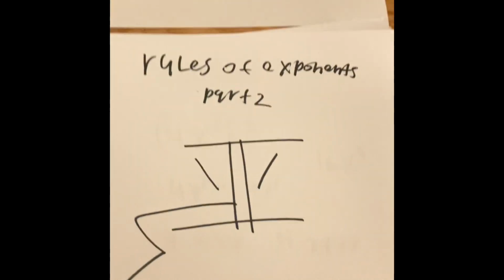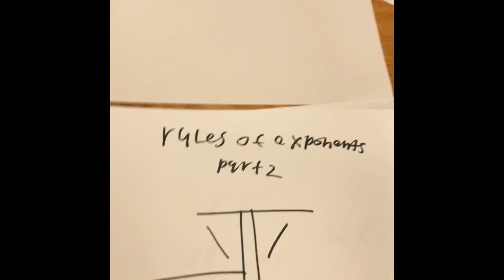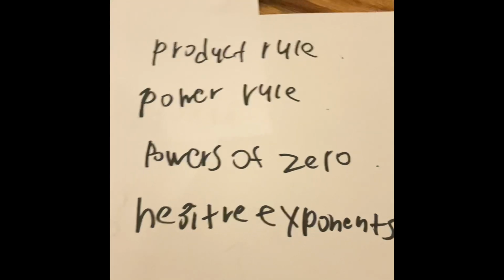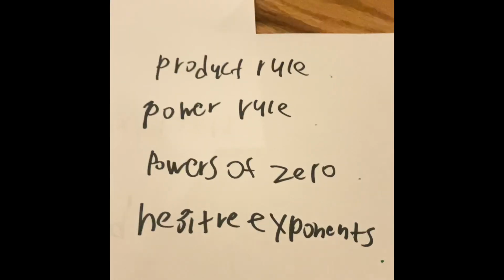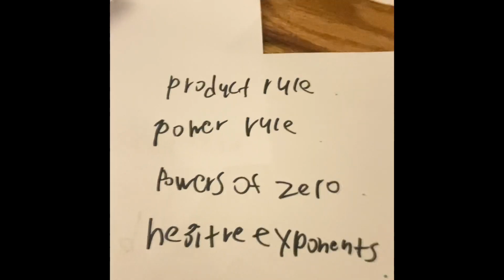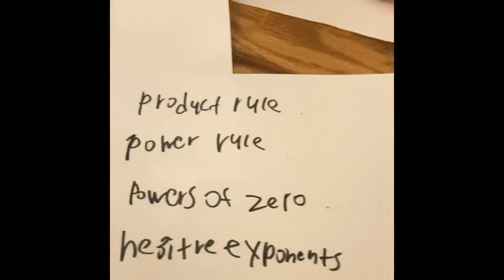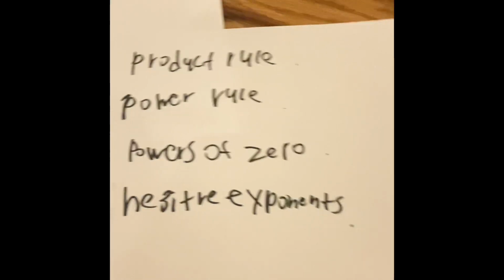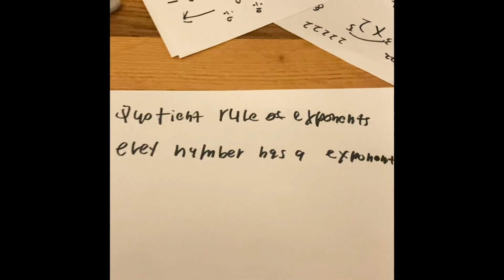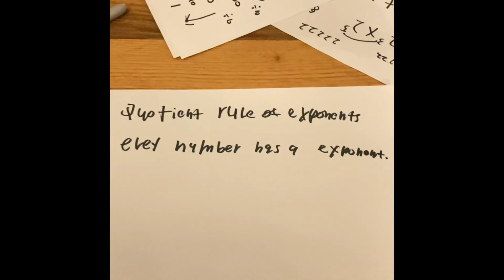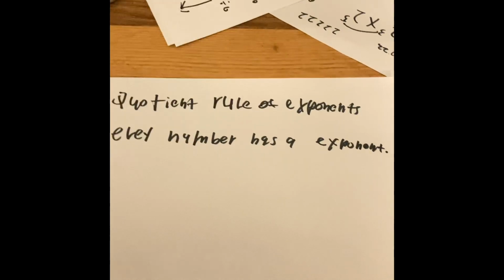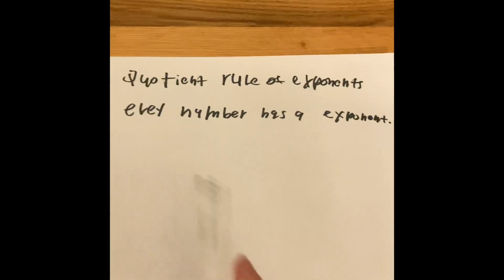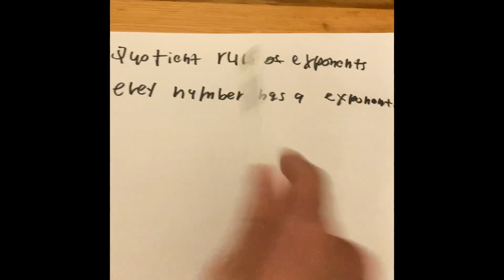In the previous video, we looked at more rules about exponents: the product rule, power rule, the powers of zero, and negative exponents. But there are 2 more rules that we're going to look at. One is the quotient rule of exponents, and two is that every number has an exponent. So, let's see what the rules are.